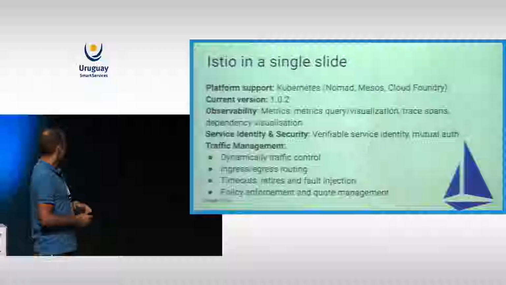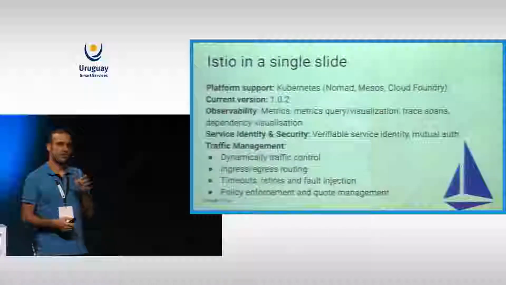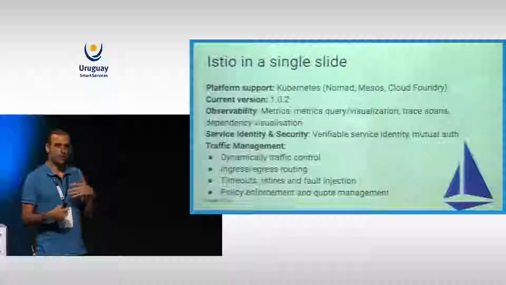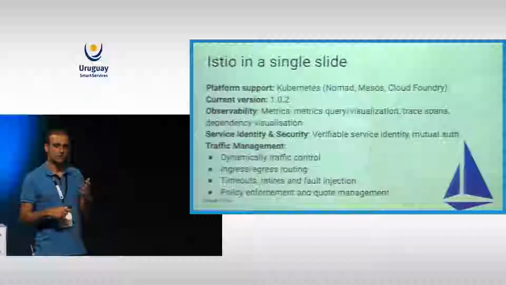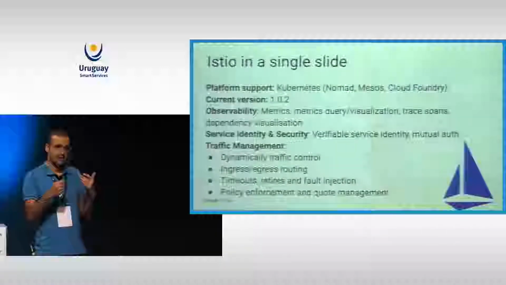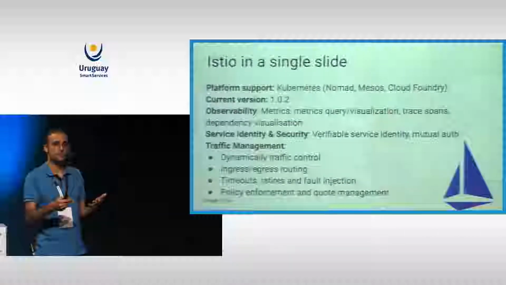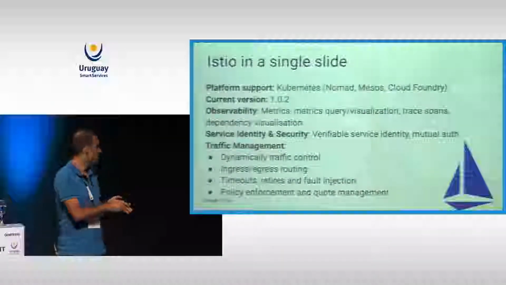You can do things like timeout. So by default, all the calls within the mesh, they have 15-second timeout, but you can change that. You can change the retries. So how many times a service should retry before giving up. So you can tell Istio, try this many times on behalf of your application without you having to do that in your application code, right?